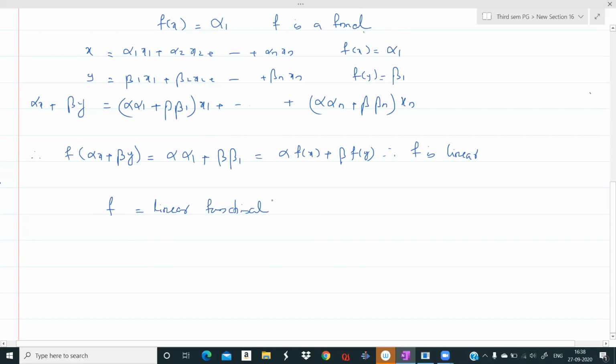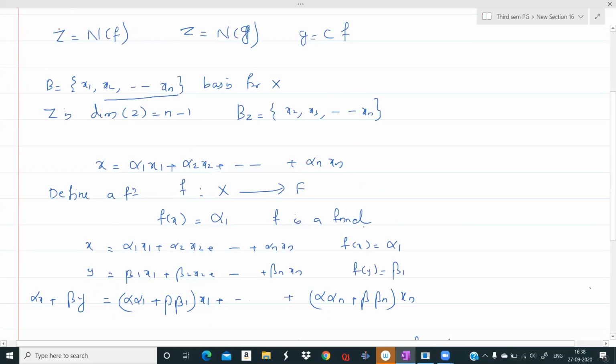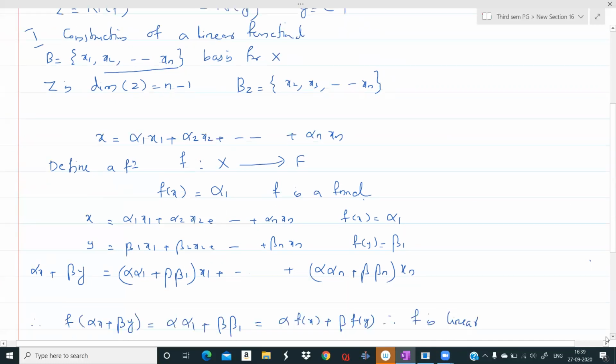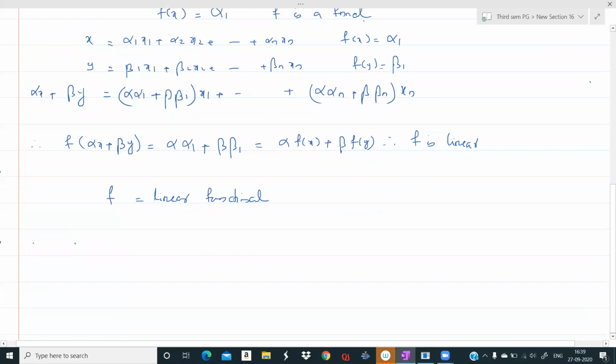Now we can show that the null space of f is Z. So what to show next? We proved this. This is the first part. We proved the first part: the construction of a linear functional that we have constructed. Now the second part is to show that Z is the null space of f.